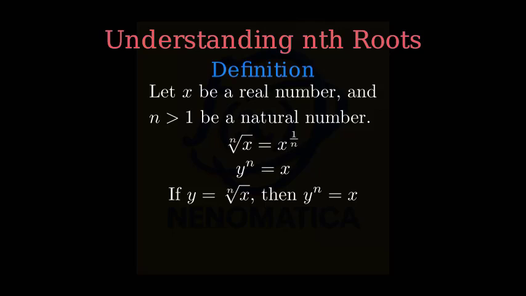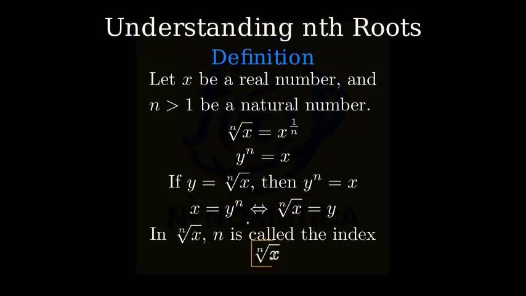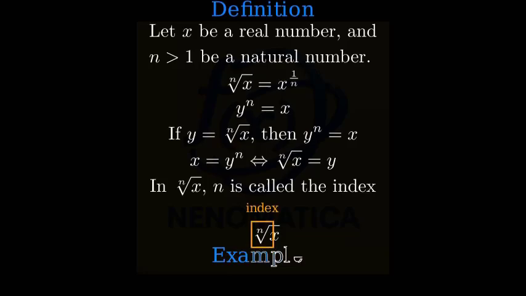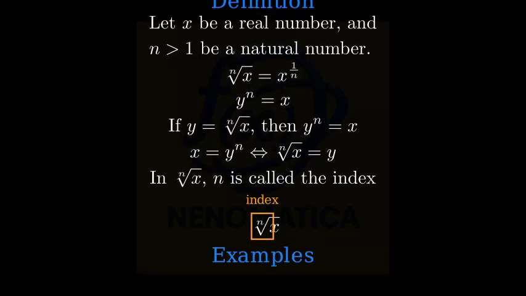This means we can express this relationship in 2 equivalent ways. x equals y to the power n if and only if the nth root of x equals y. In the expression for nth root, the value n is called the index or degree of the root. This is why we can say that in an nth root expression, n is called the index. Let's look at some examples to understand this concept better.